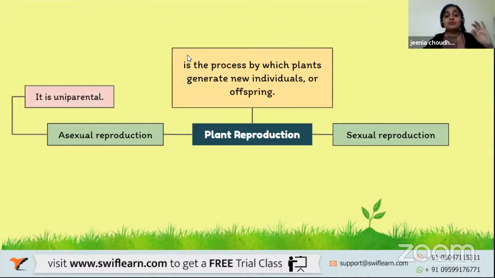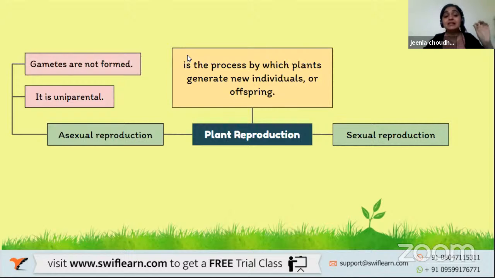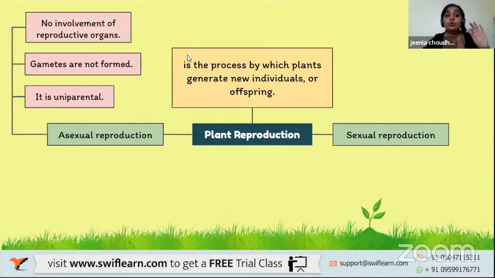Now, first, asexual reproduction is uniparental. Uni means one, single. Further, gametes are not found here, and there is no involvement of reproductive organs in asexual reproduction.